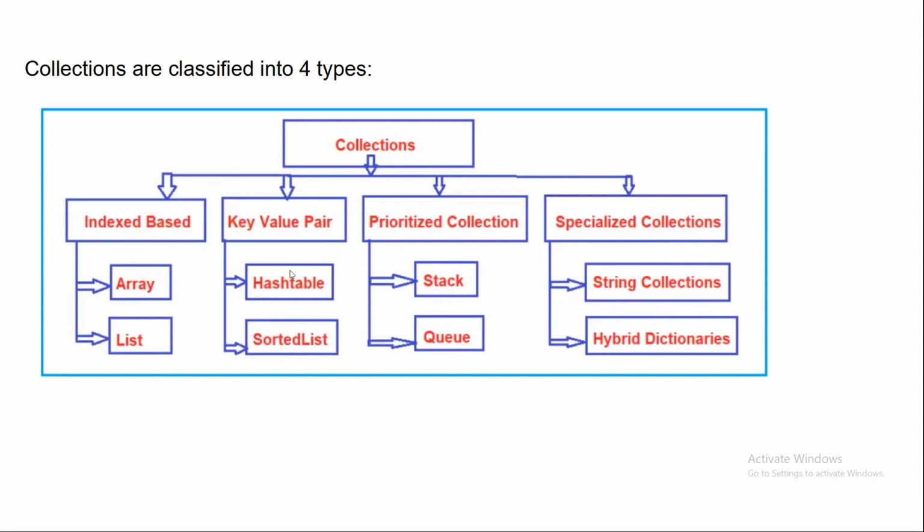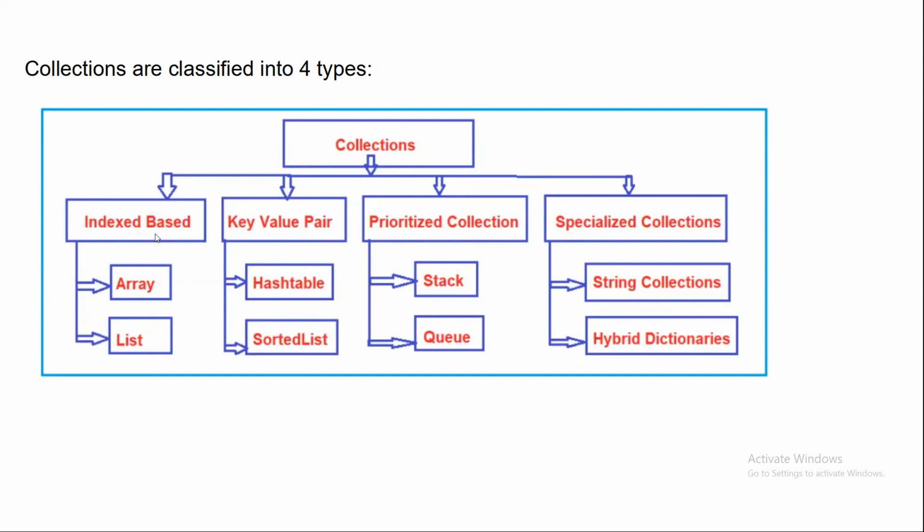What I'm trying to say here is that since there are some limitations in arrays, collections have been introduced, and we have various kinds of collections. You can access using index based, you can access using key value pair, or you can access using prioritized collections, meaning either FIFO or LIFO using stacks and queues. Based on the way you are going to retrieve the values, we have four different classifications.